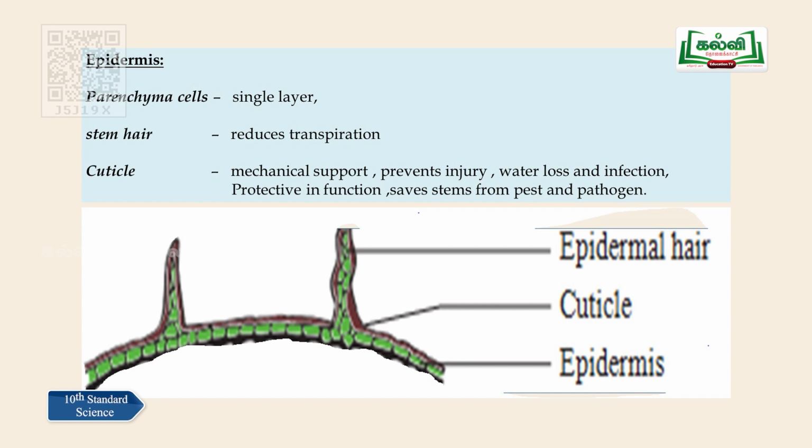The stem hairs largely help to reduce transpiration. The cuticle over it helps with mechanical support and prevents injury to the plant, and by and large it prevents water loss and also infection from the pathogens all around it, so it is protective in function. It is saving the stem from pests and pathogens.